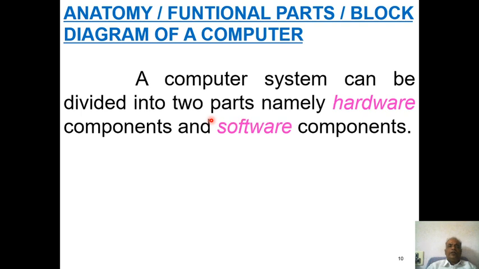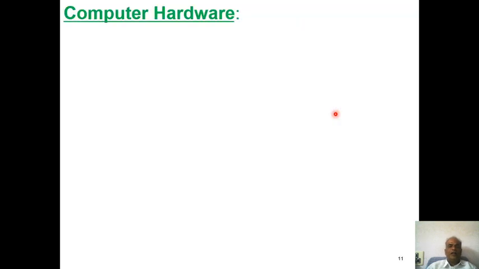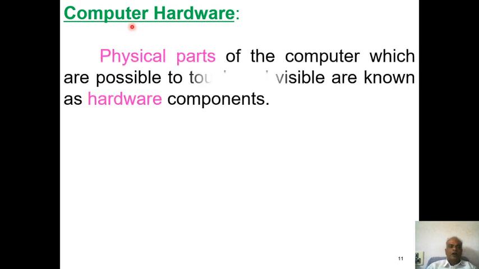A computer system can be divided into two parts, namely hardware components and software components. The first one is hardware components, that is, computer hardware.